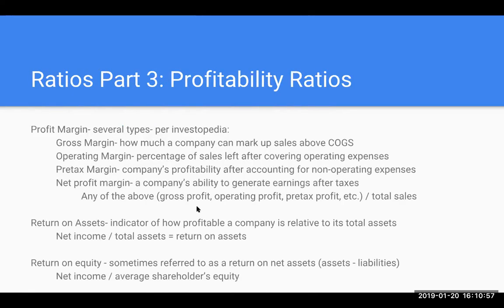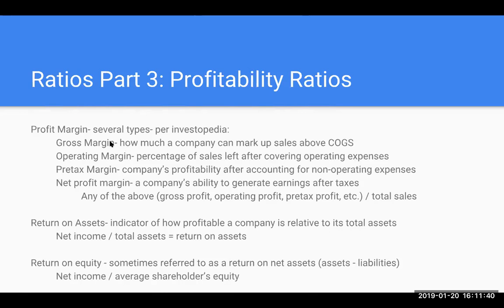So part 3 of our ratios is really looking at profitability. When we look at profitability, there's a couple different ones that we can look at. The first ones are what we would call the profit margin ratios. What these are doing is taking certain elements of the income statement and showing them as a percentage of total sales or total revenue. Generally, for every $1 of sales, how much are we going to end up with in net profit? That's what we call the net profit margin. Pre-tax margin is the company's profitability after accounting for non-operating expenses. Then there are operating margin and gross margin.